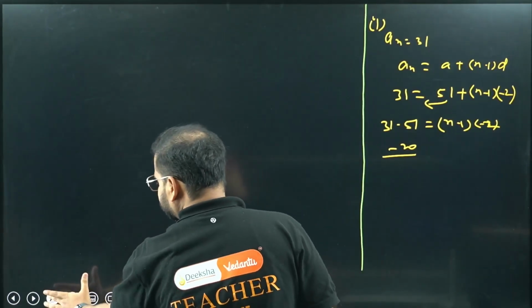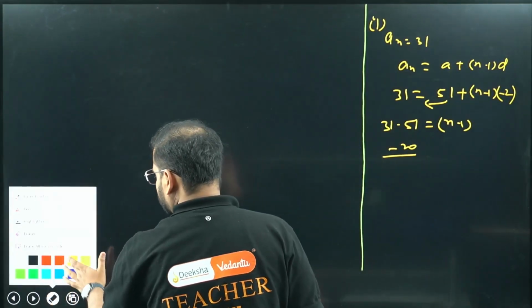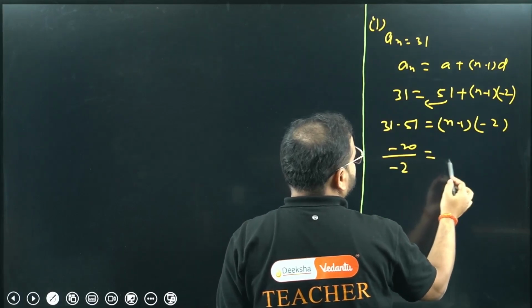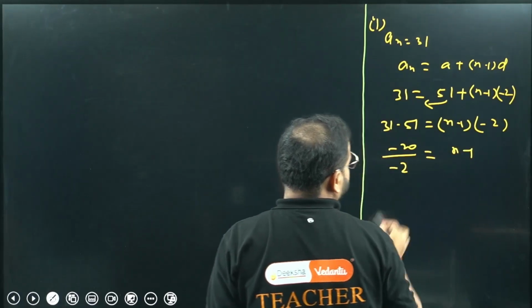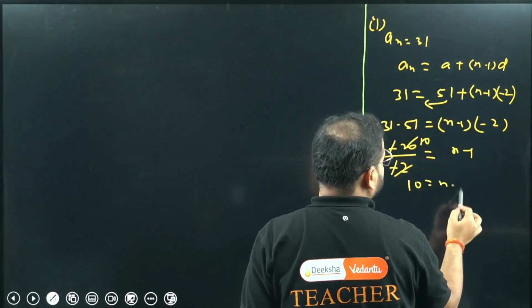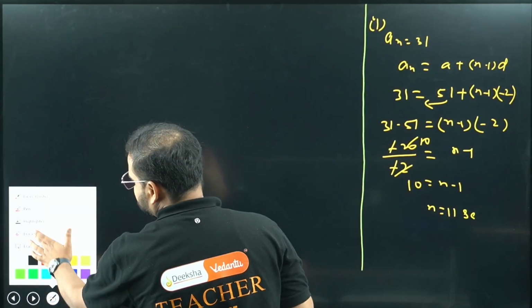Okay, not visible, not clear. I'll write again. Minus 2 over here. Bring this over here. So minus 2 equals what? n minus 1. Cancel this. 10 equals n minus 1. n equals 11, not seconds, 11 days.